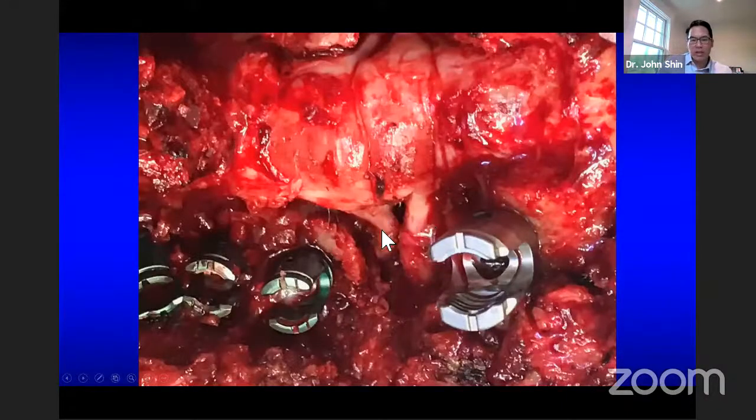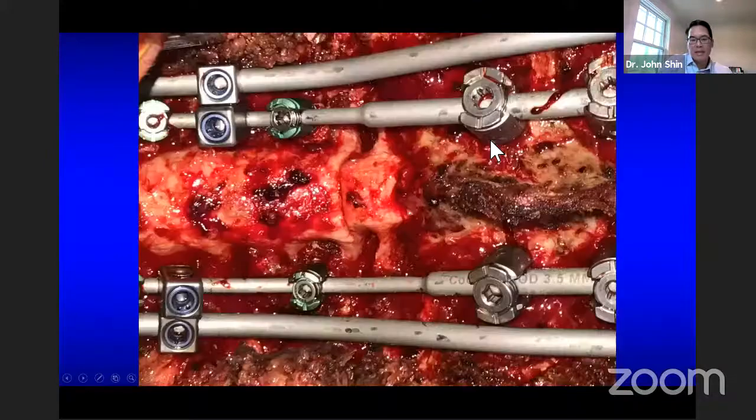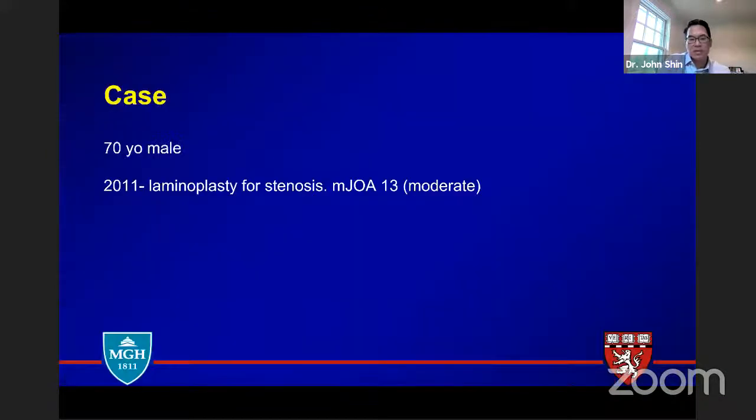This is what it looks like with the screw, with the nerve roots now kissing together, closing that foramen. You can see the buckling of the dura that's there. And now we can supplement that with dual rods fixating across the cervical thoracic junction.